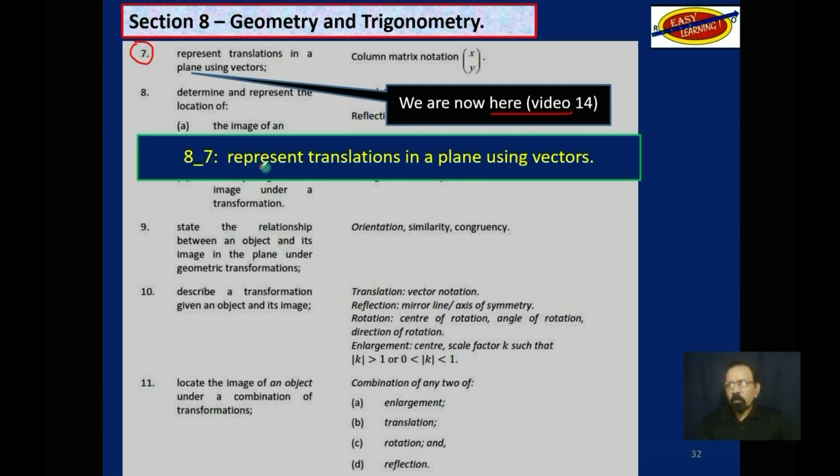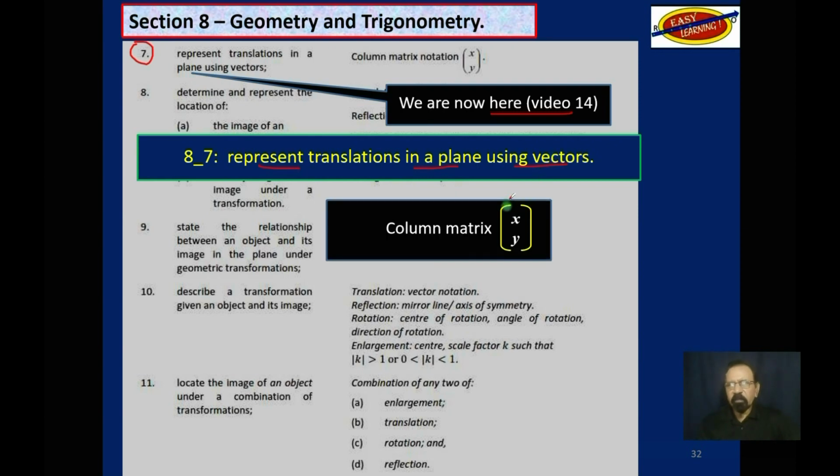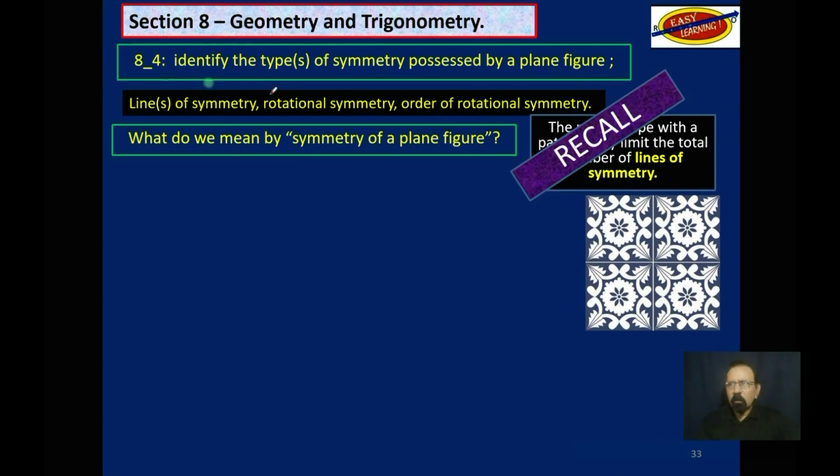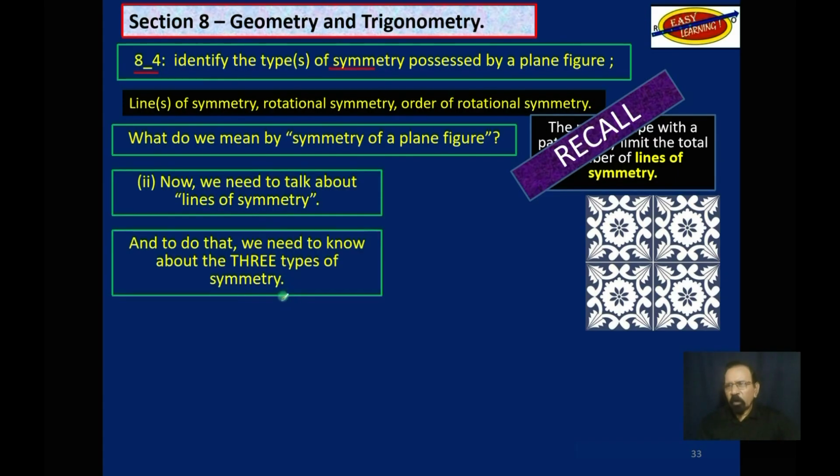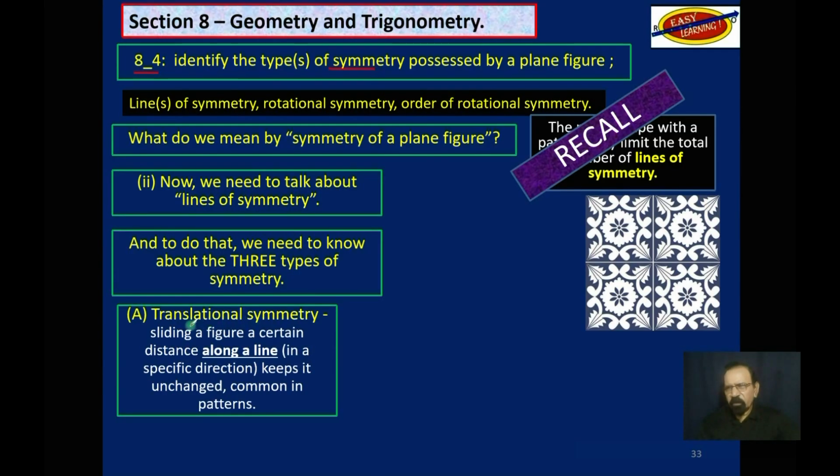It says, represent translations in a plane using vectors, and the type of vector is a column matrix vector, which looks like this, x y in square brackets. Now recall in objective 8.4, when we were talking about types of symmetry, we already talked about one type of symmetry known as translational symmetry, where you slide a figure a certain distance along a line in a specific direction and it keeps everything unchanged.